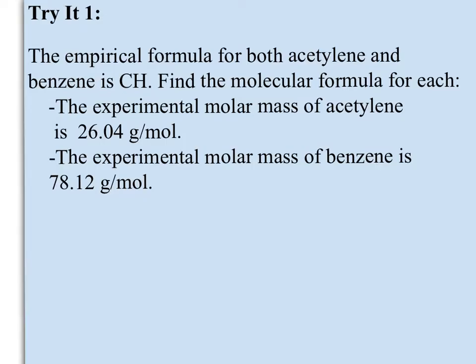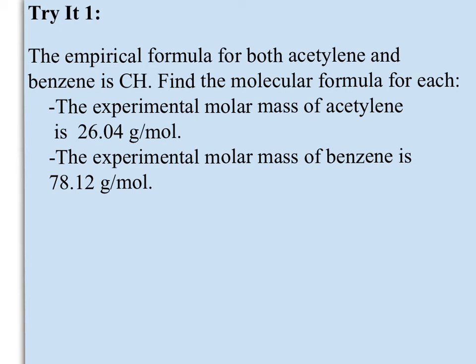So here's one for you to try. The empirical formula for both acetylene and benzene is CH. Find the molecular formula for each if the experimental molar mass of acetylene is 26.04 and the experimental molar mass of benzene is 78.12. So if you want, go ahead and pause it here and see what you come up with for a solution.